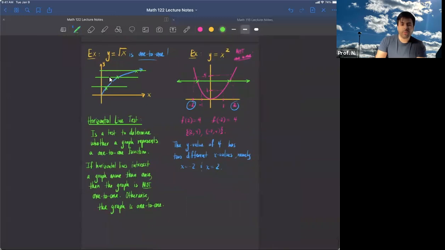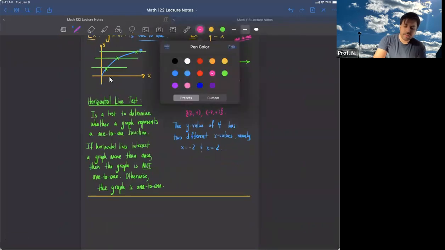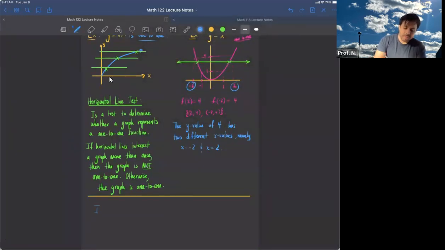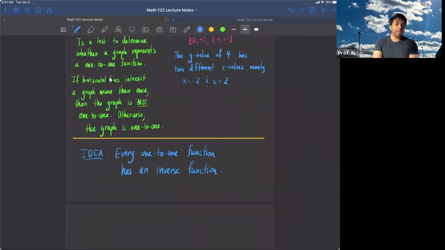Now, why do I care about 1-to-1 functions all of a sudden? Well, I care about them because what I really care about are called inverse functions. So the big idea is that every 1-to-1 function has an inverse function. That's it. That's the idea. If you have a 1-to-1 function, then there exists the inverse.